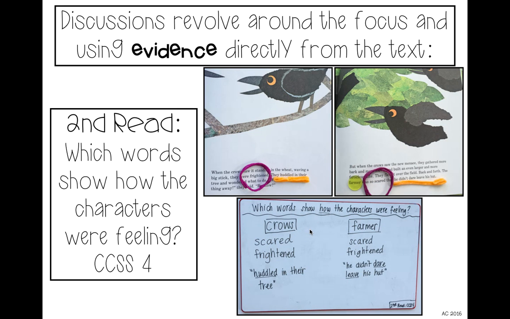Then you come back to day 2, and you might focus specifically on just a few pages. You might read the whole book again. You just really want it to be something meaningful where the kids are still super involved and you're not just providing them the answers. Okay, so today, readers, we're going to read through a little bit of the story again, and we're going to focus on which words show how the characters were feeling.